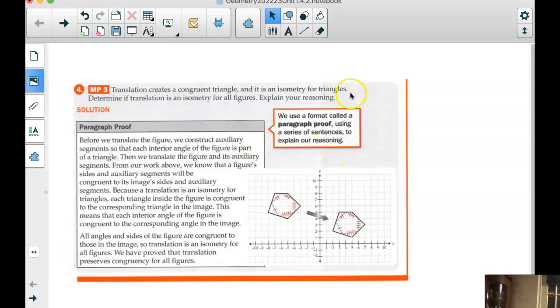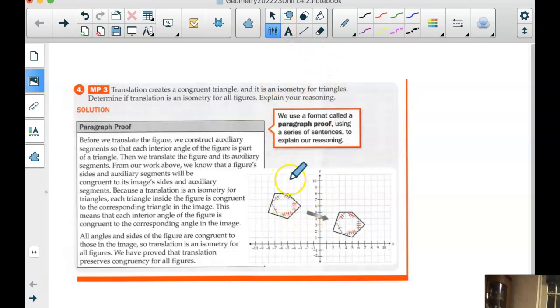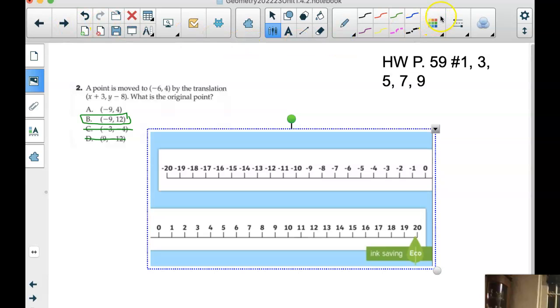Here, they're using a paragraph proof to explain the reasoning why these two figures, I'm going to circle them, why this figure is congruent to that one. And if you notice, all they did was basically slide it. Okay, they added in extra lines, and they marked the ones that were matching, also called corresponding, but we'll get to that later. And when we do proofs, you can do a paragraph, you can do 2-column, whatever you prefer.